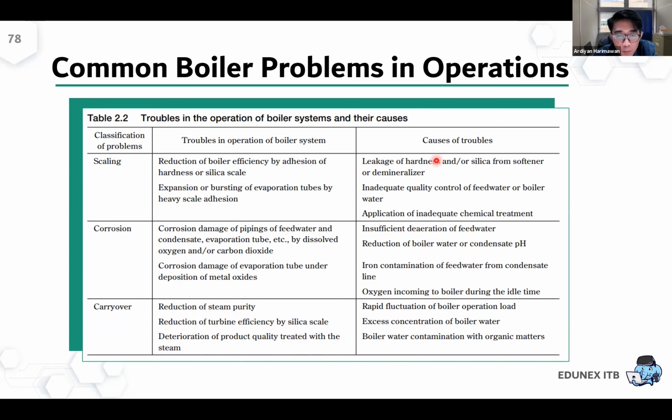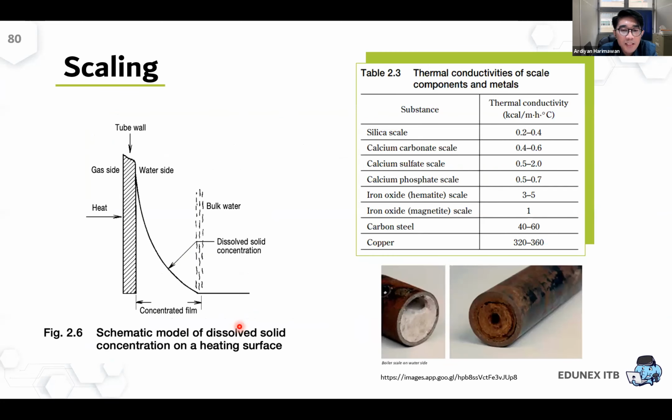Yeah, these are the common problems, and this is the cause of the troubles. The scaling is from the hardness, and the corrosion is from the oxygen. Carryover basically happens when you have fluctuation of the operation load, the heat supplied is not constant, and then we have excess concentration of boiler water, and also when the boiler water is contaminated with organic matters, so it will have carryover.